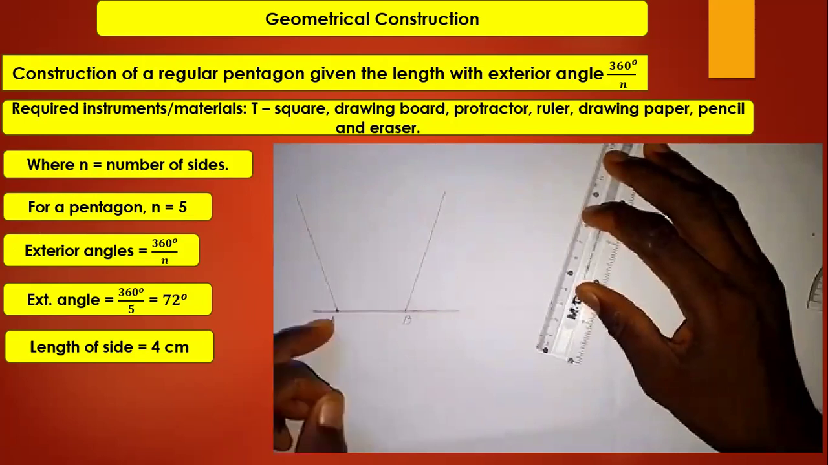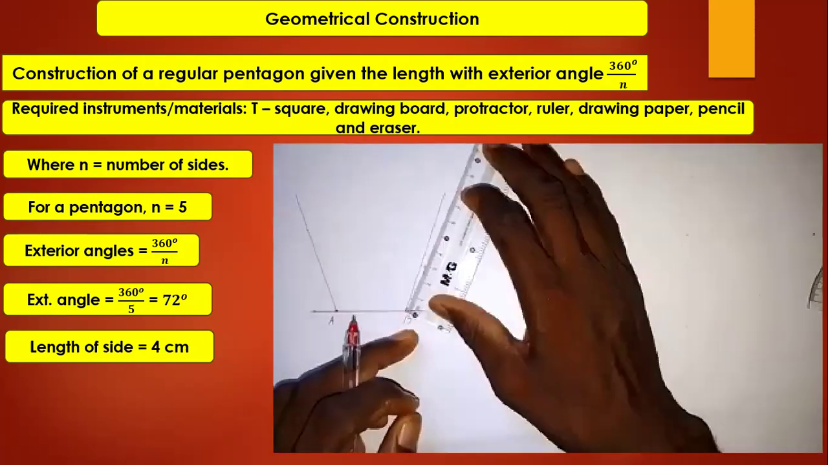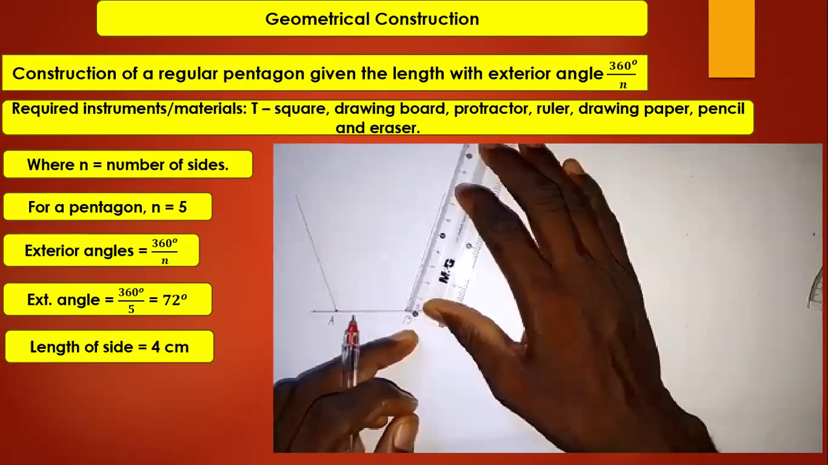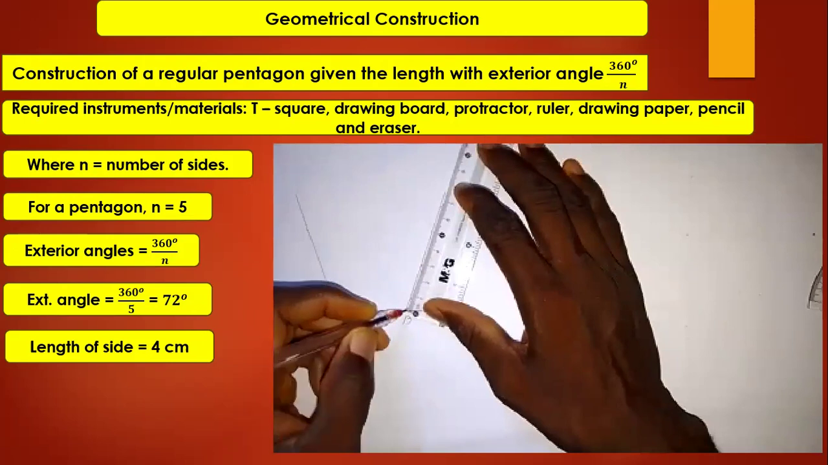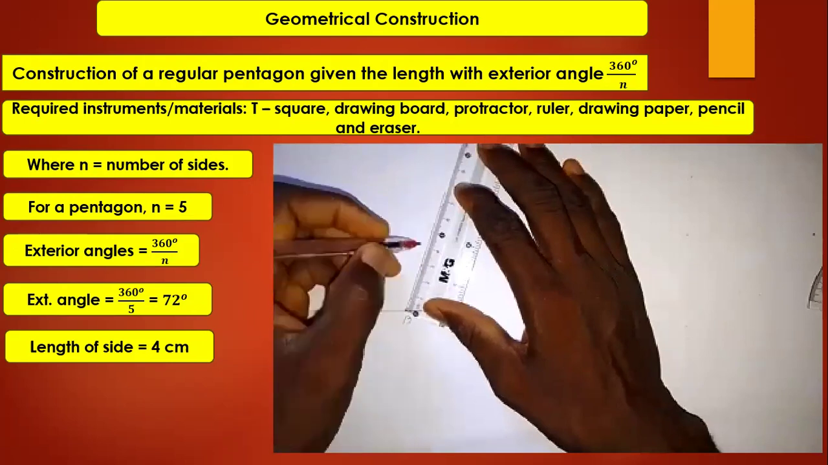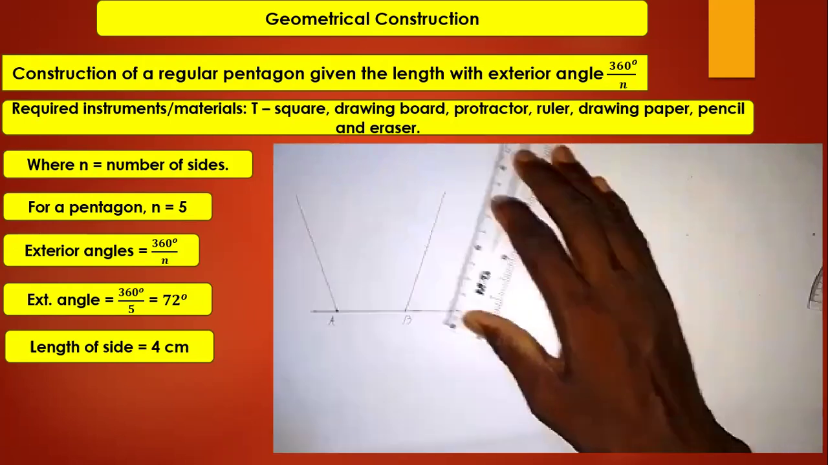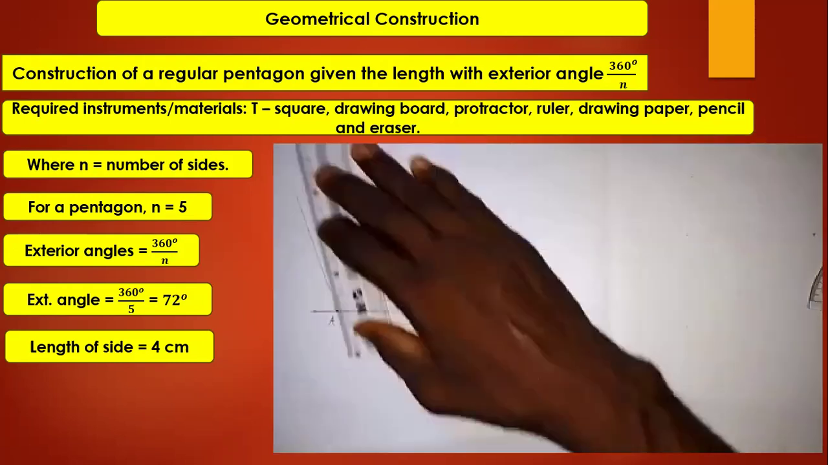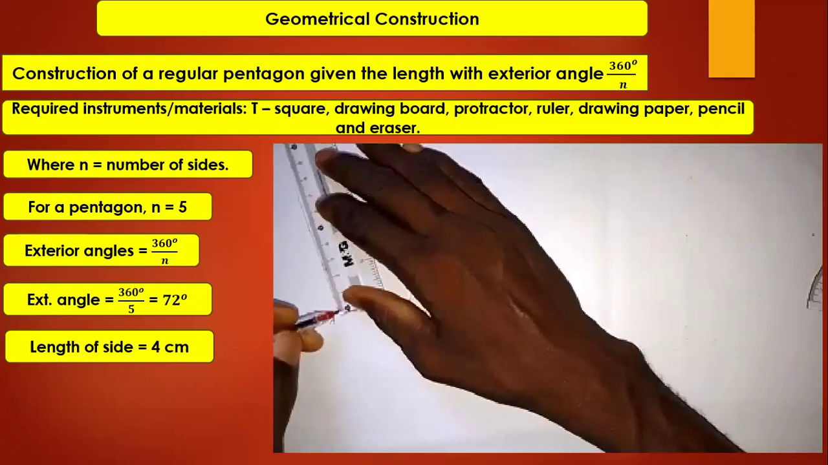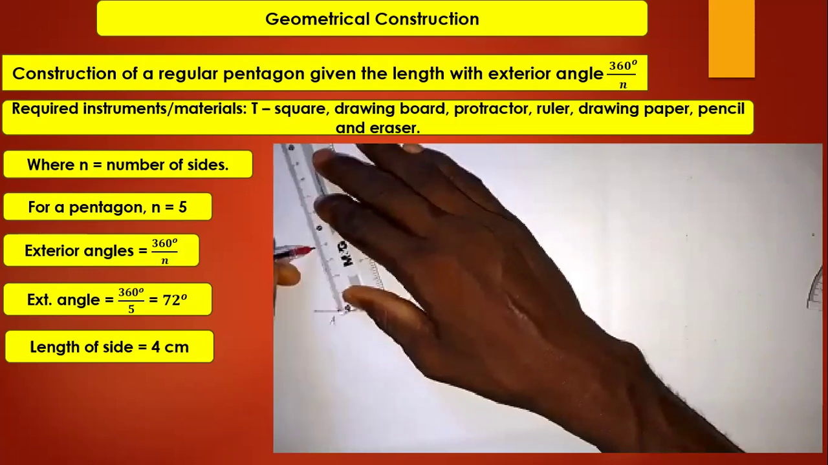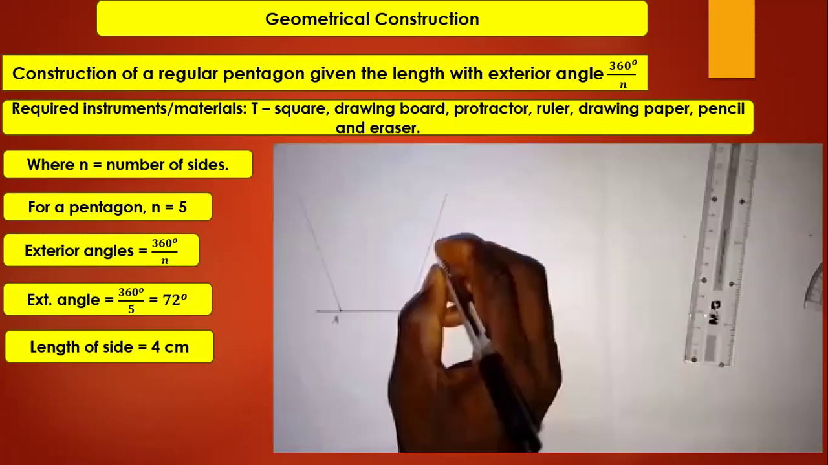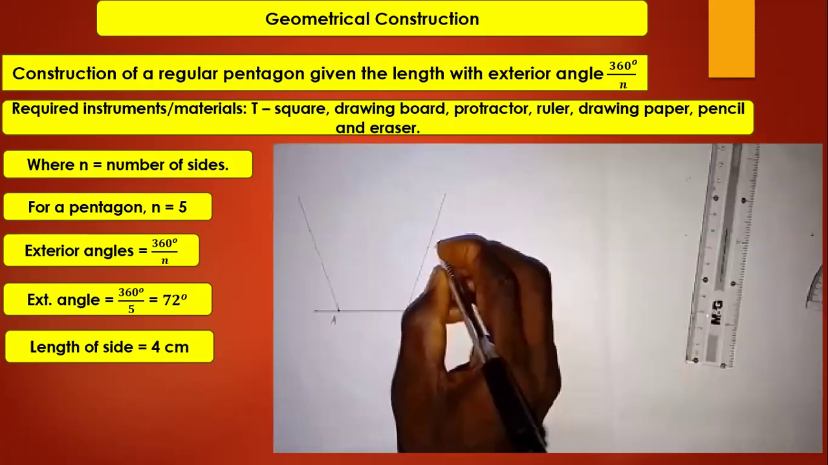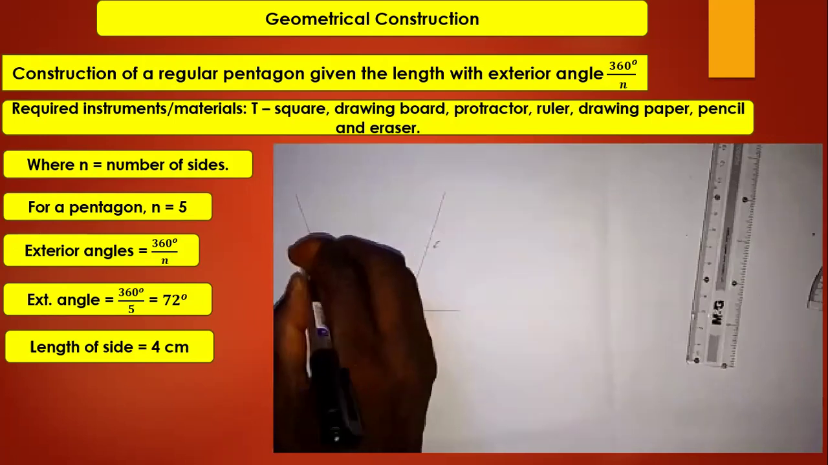So now to get point C or vertex C, we are going to take the measurement of 4 centimeters from this 0 point on the ruler to 4 here. So this is 4 centimeters. Then I will come to point A, placing this point 0 on the ruler at point A, then going to 4 here. So we have this to be 4 centimeters. So I'm going to label this point as point C. So this is point C and this is the vertex.